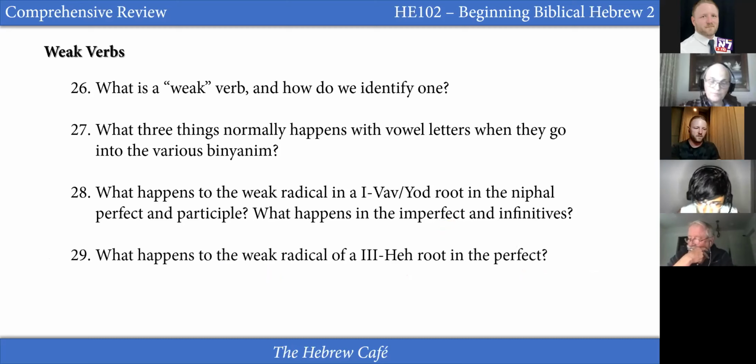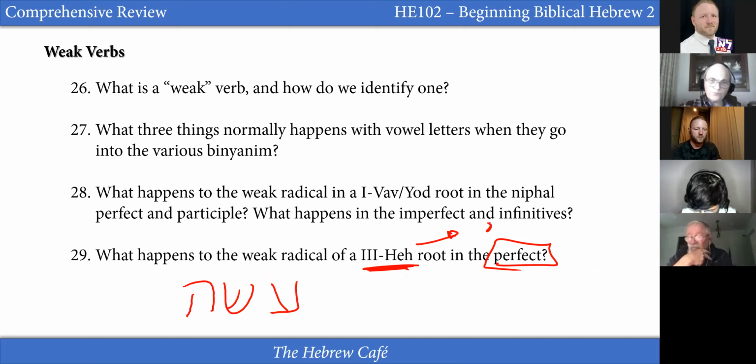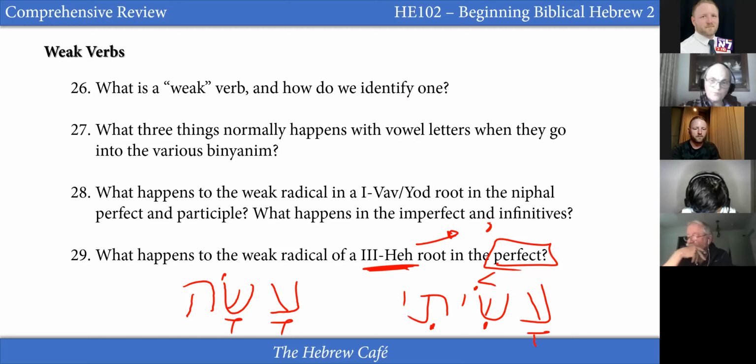Like I said, you don't need to know all of the details here, but you need to be able to recognize that it's nifal. What happens to a weak radical of the third hey root in the perfect? We just talked about that a second ago. It turns into yod, like before: baniti, the suffix. Asa means he did or he made. And I did is asiti.